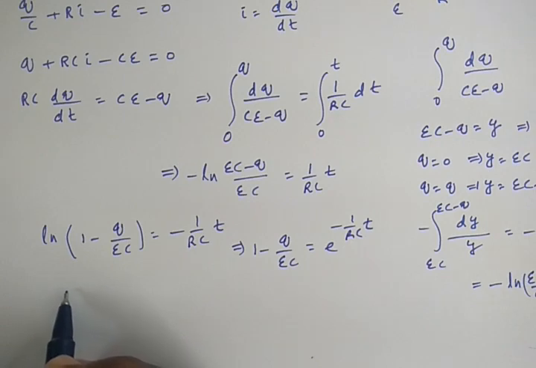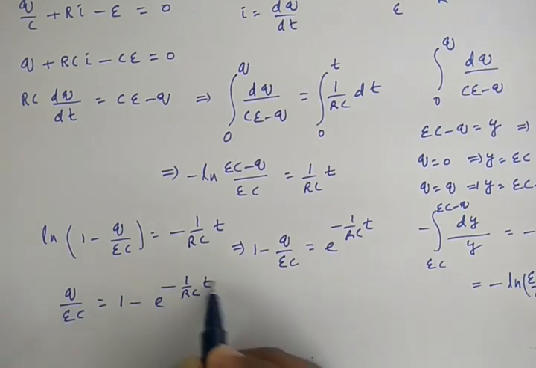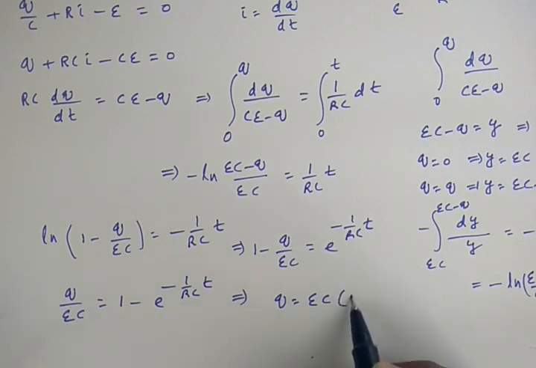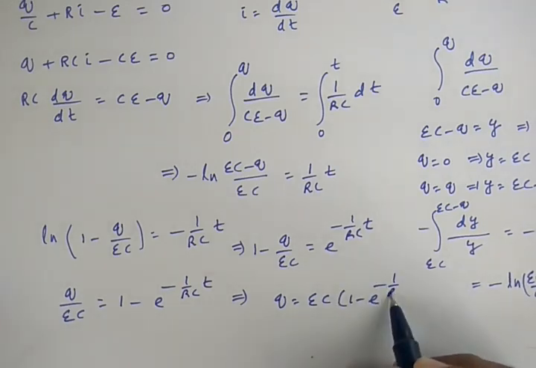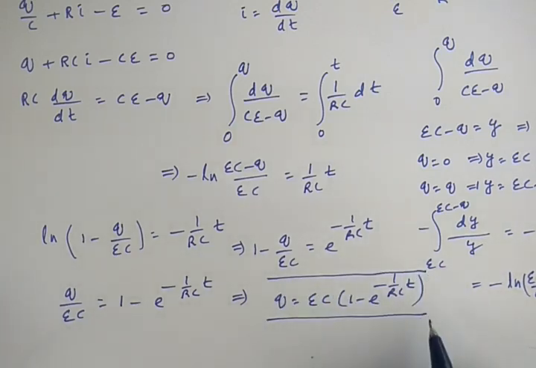So now q by EC equals 1 minus e power minus 1 by RC into t. That implies q equals EC into 1 minus e power minus 1 by RC into t. This is the charge that appears on the plates of the capacitor after time t.